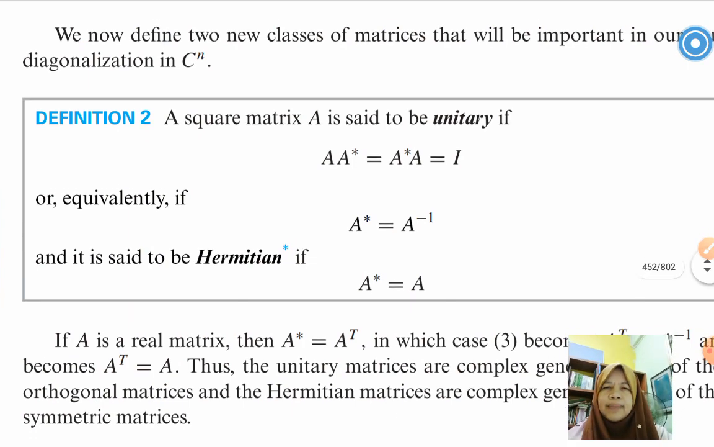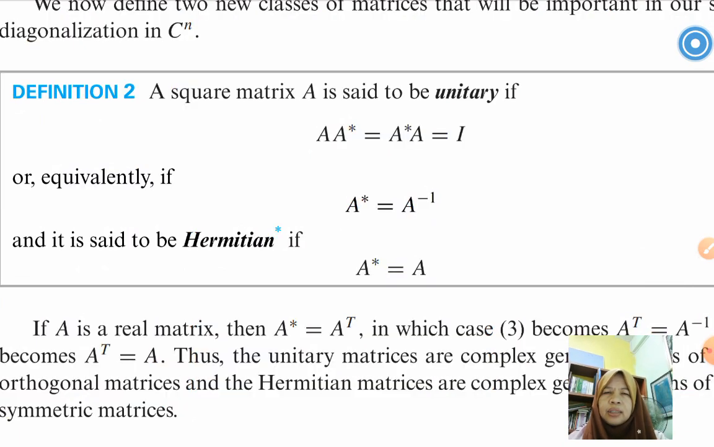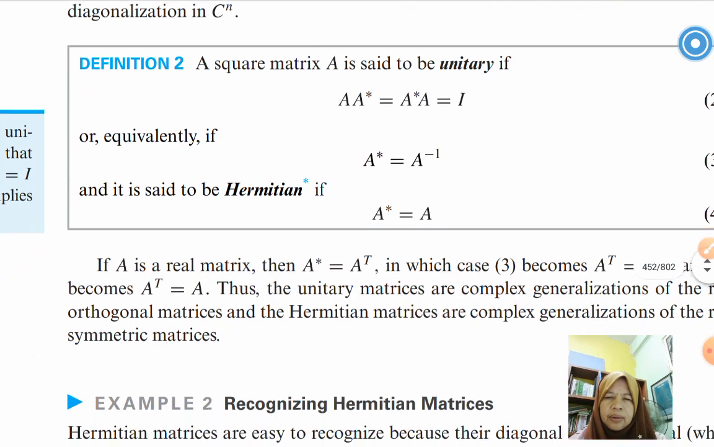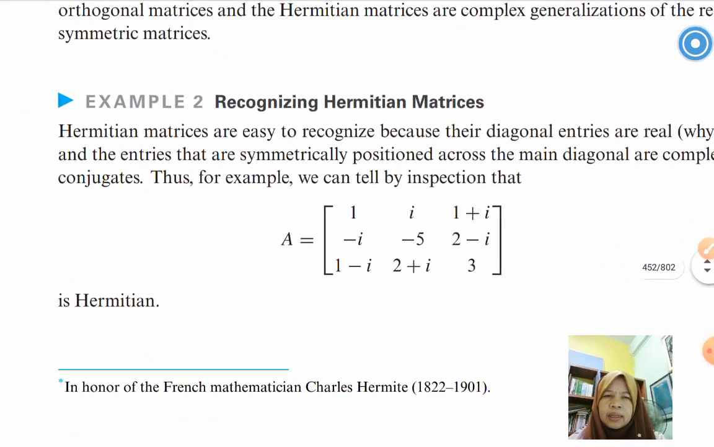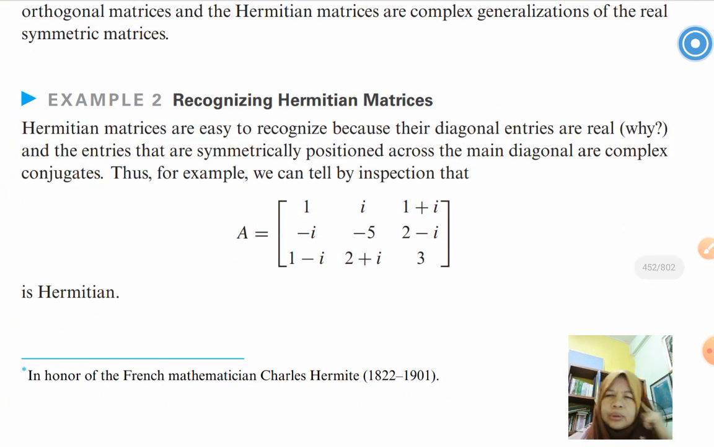A square matrix A is said to be unitary if A star times A equals the identity, and Hermitian if A star equals A. So how do we recognize a Hermitian matrix? You can refer to example 2, recognizing Hermitian matrices. If you refer to matrix A, this is Hermitian. Hermitian matrices are easy to recognize because their diagonal entries are real.